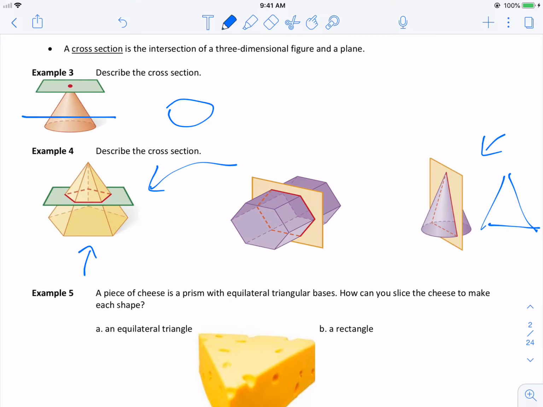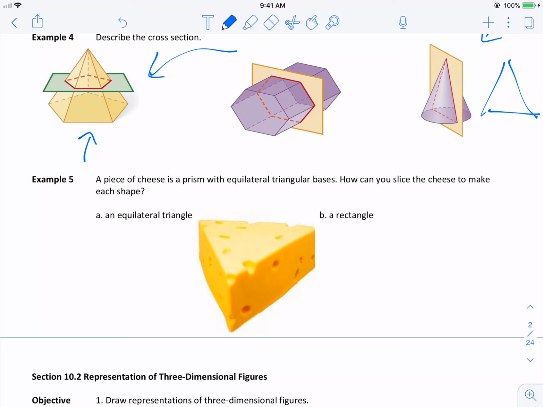Our last example here, example 5, says that we have a piece of cheese in the shape of a prism with equilateral triangular bases. I pasted a picture here of a wedge of cheese. How can you slice the cheese to make each shape? Well, if we wanted an equilateral triangle, that's the same as the shape of the base. So what we could do there is slice through this horizontally, and our slice would be the same shape as that equilateral triangle.